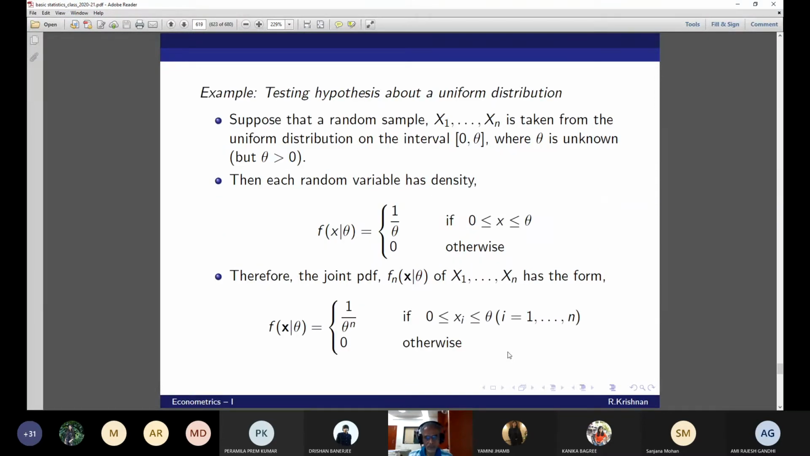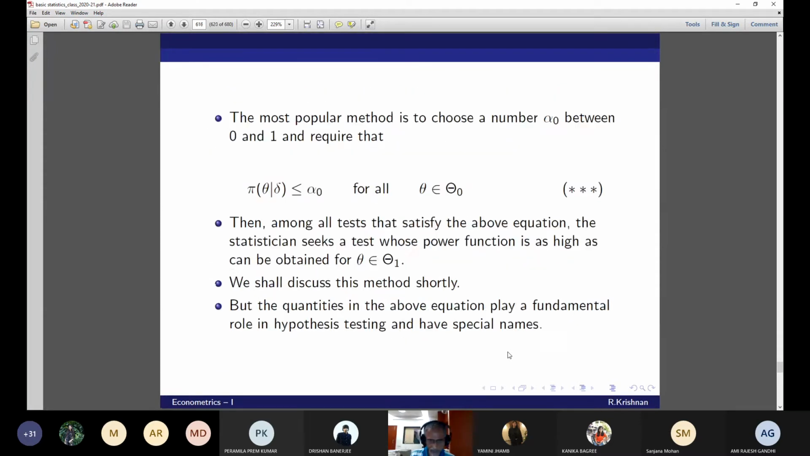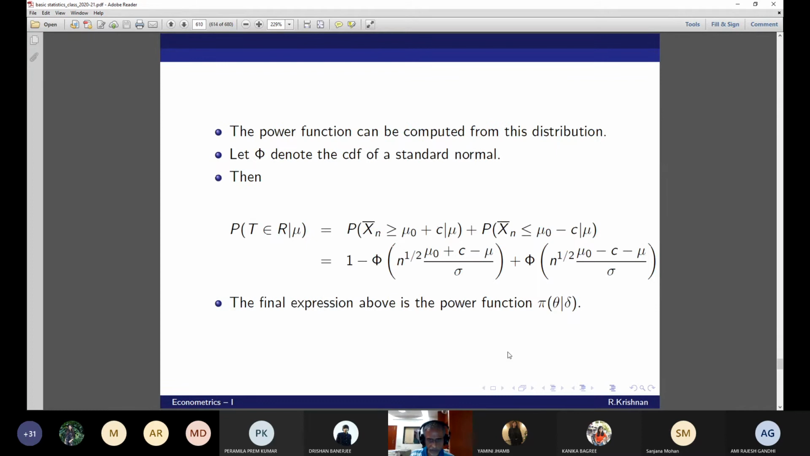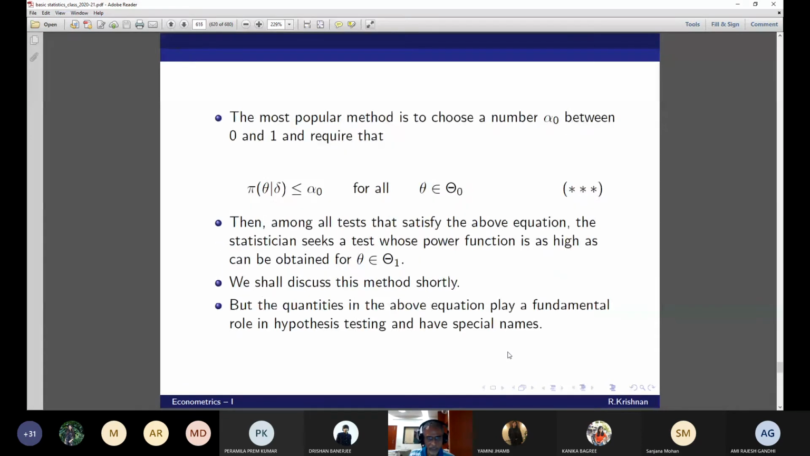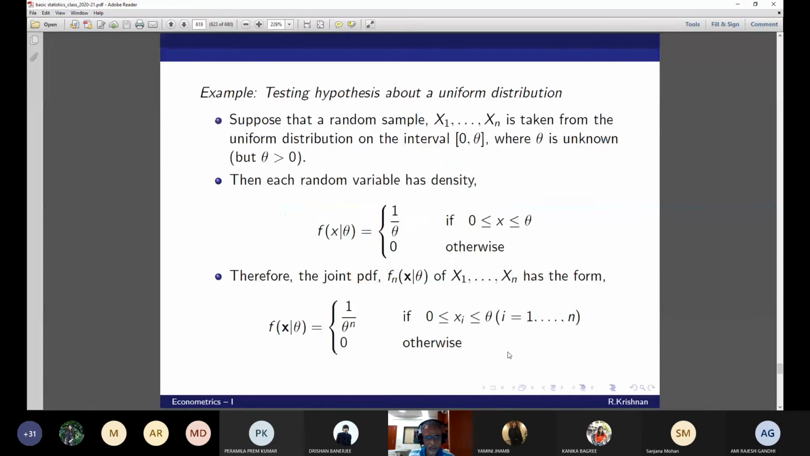Testing hypothesis about a uniform distribution. Be very careful. I hope you have written down this particular formula that I gave you. We need this now. We have not seen this yet. Go through it. A random sample x1, ..., xn is taken from the uniform distribution on the interval (0, theta), where theta is unknown but greater than 0. So far we have taken a and b as known integers, but now theta is unknown.